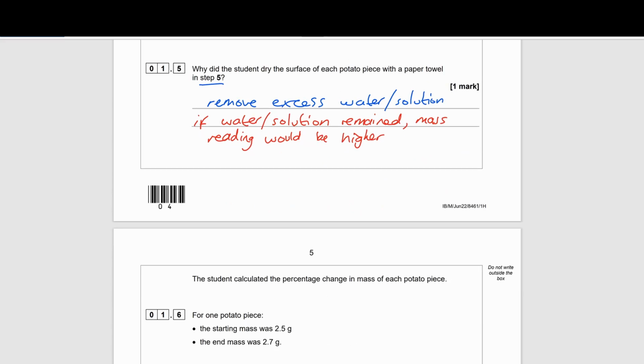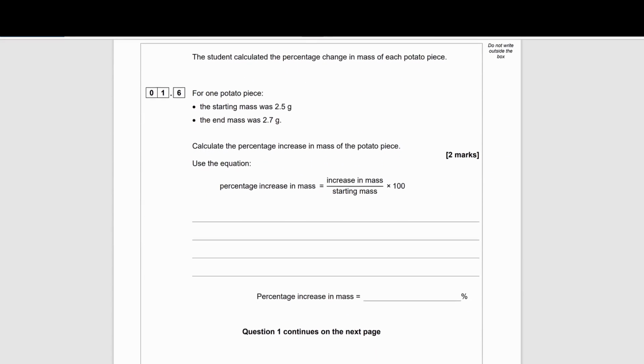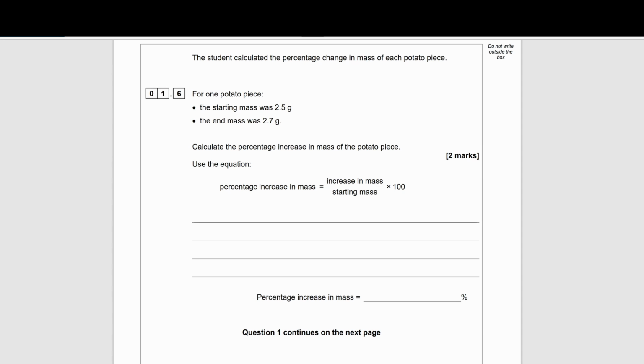At 1.6, the student calculated the percentage change in mass of each potato piece. For one potato piece, the starting mass was 2.5 grams, the end mass was 2.7 grams. Calculate the percentage increase in mass of the potato piece using this equation. So it's great that they've given us the equation, so we just need to find out from these values where they should go in our equation.